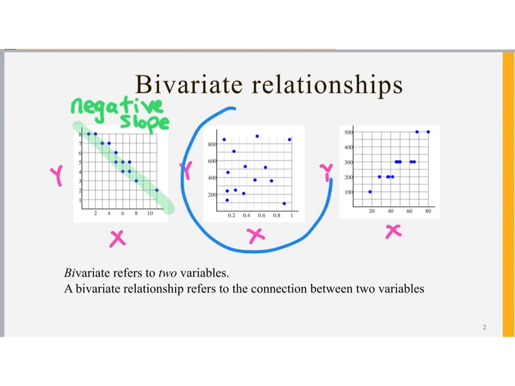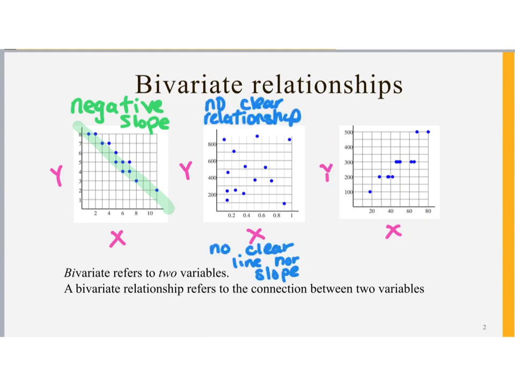Now take a look at this second graph in the middle. I'm not seeing any clear line here. The dots are scattered all over the place. So in this one, we don't seem to have a linear or line relationship among the dots. The scatter is very diffuse. So here we have no clear connection or pattern to our dots and no clear slope.